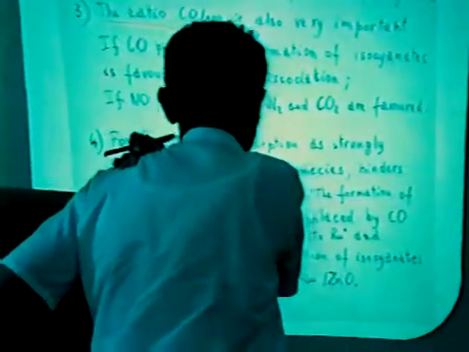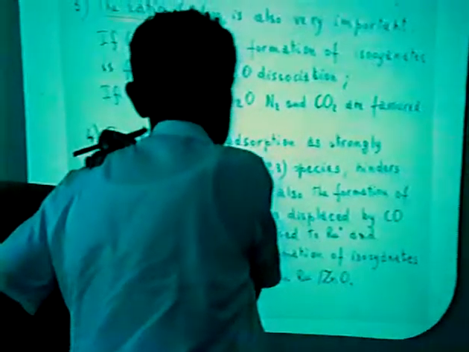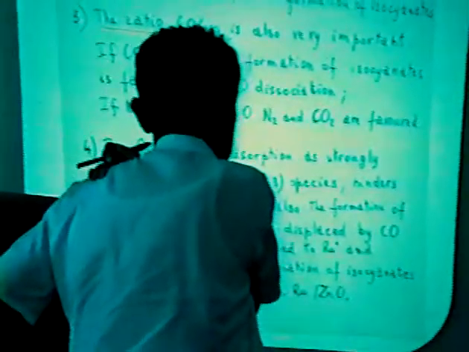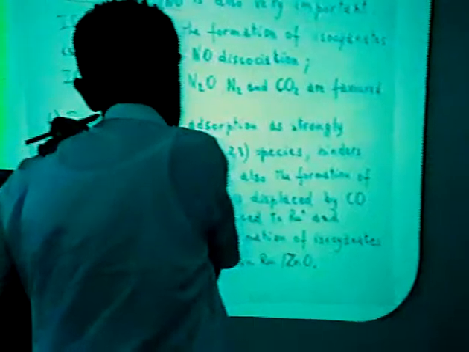For ruthenium, NO is strongly adsorbed; the ruthenium NO species hinders the NO dissociation and also the formation of isocyanates. When nitric oxide is displaced by CO, the ruthenium is reduced to ruthenium 0, therefore it dissociates NO with formation of isocyanates, both on ruthenium titania and on ruthenium zinc oxide.